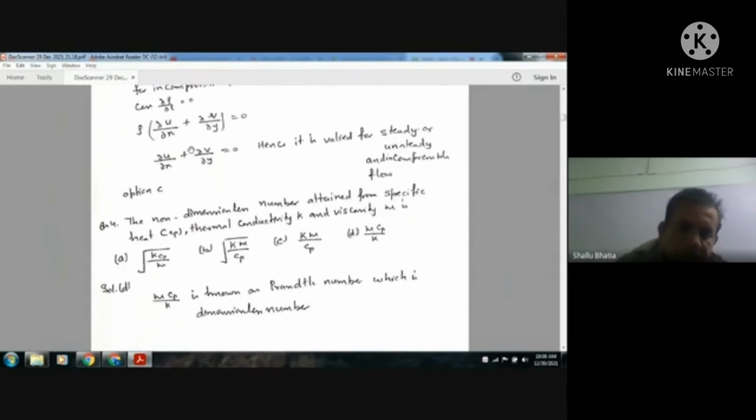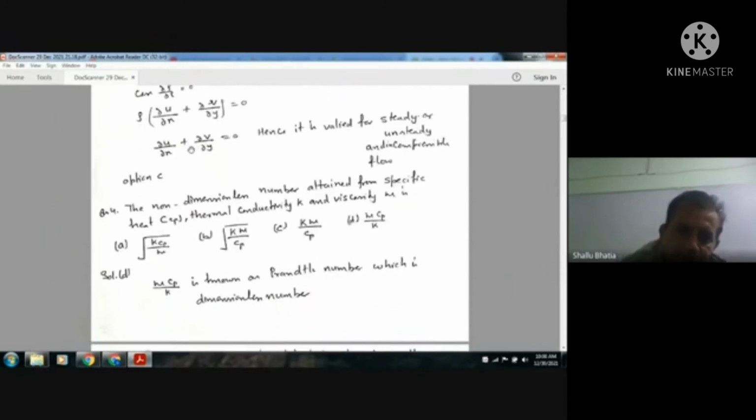Okay, next, the non-dimensional number attained from the specific heat Cp, thermal conductivity K, and viscosity mu is. So mu Cp by K is a Prandtl number and is a dimensionless number. Okay, so you have to remember this.